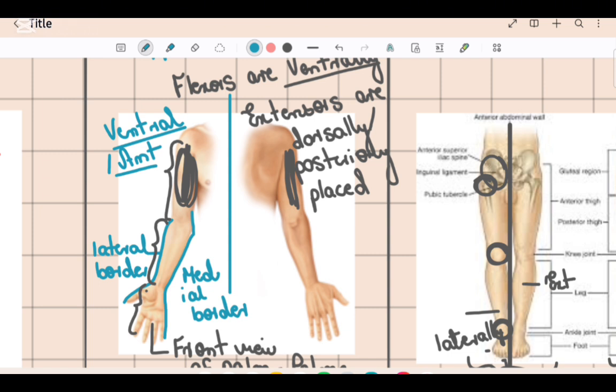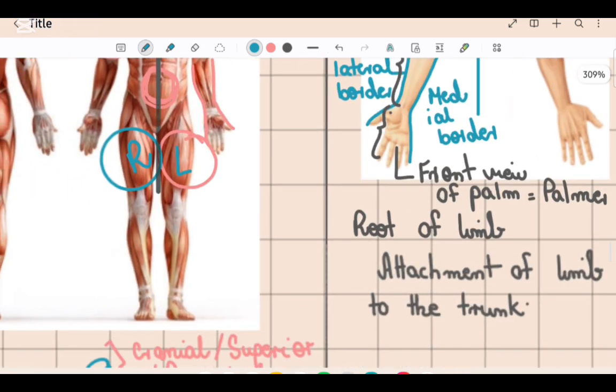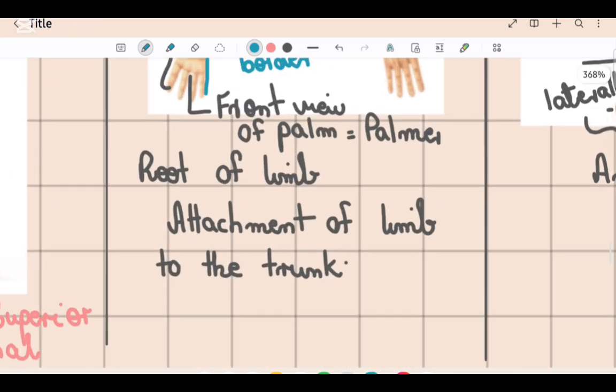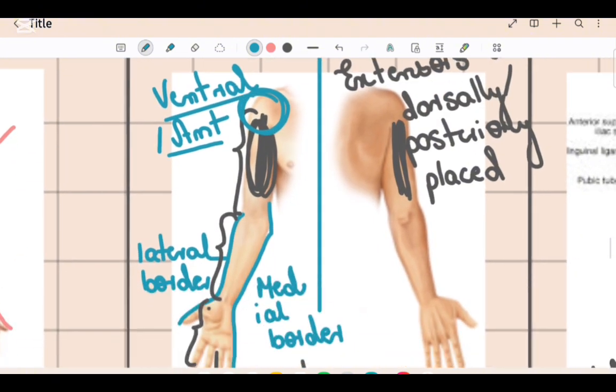The cranial, superior and the proximal. You usually use the word proximal with the upper limb and the lower limb, not the cranial and the superior ones. So the proximal is basically anything which is close to the root of the limb. And what's the root of the limb? Root of the limb is basically the attachment point of the limb to the trunk. So that's the shoulder joint. Anything which is close to this point will be proximal, and anything which is away from this point will be distal. Same goes in the case of the lower limb as well.